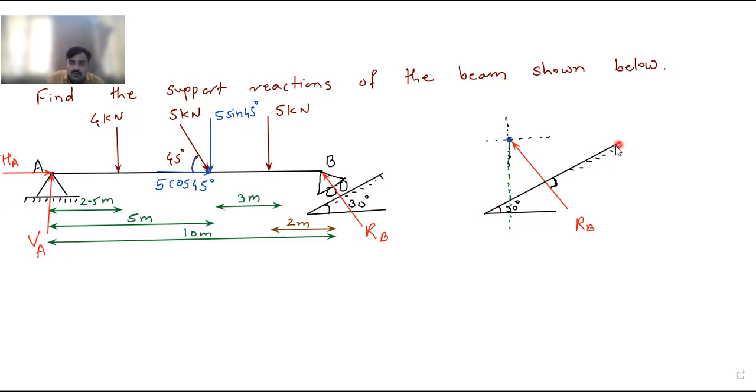Now you can see this is your inclined surface, which is inclined at an angle of 30 degree with the horizontal. This RB reaction is perpendicular to this surface, and this second vertical line is perpendicular to this horizontal surface. Okay, so if this angle is 30 degree, then this angle must be 30 degree. How is it 30 degree? Angle between the lines is angle between their normals or tangents. That theorem I have already explained to you. Angle between the lines is angle between their normals or tangents.